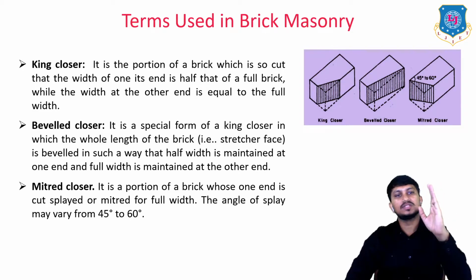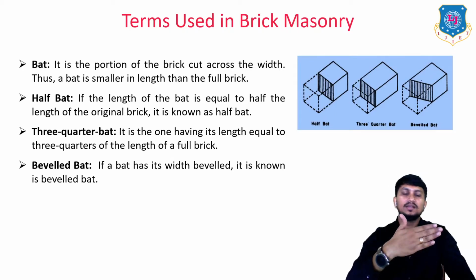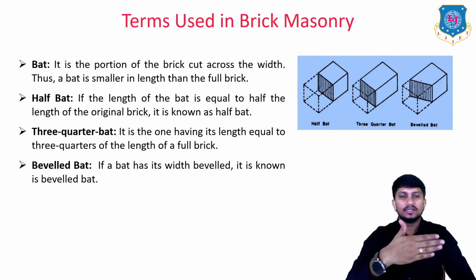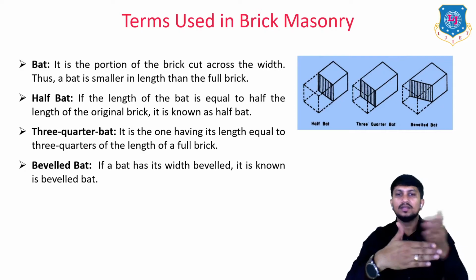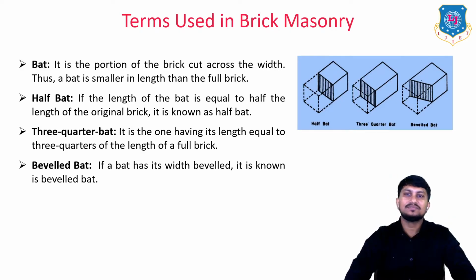This is how king closure, bevel closure, and miter closure look like. Next is a bat. It is a portion of brick cut across the width. If you cut the brick widthwise, it is called a bat. Thus, a bat is smaller in length than the full brick.